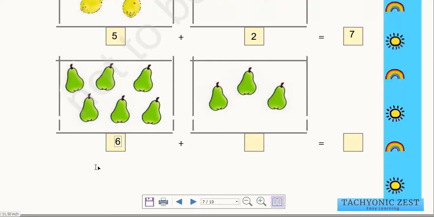6 guavas. Then we add few more guavas to these 6 guavas. So how many guavas do we add to these 6 guavas? Let us count 1, 2, 3. So we add 3 more guavas. So what is the total number of guavas that we have? Let us count in total 1, 2, 3, 4, 5, 6, 7, 8, 9. So total number of guavas we have is 9.